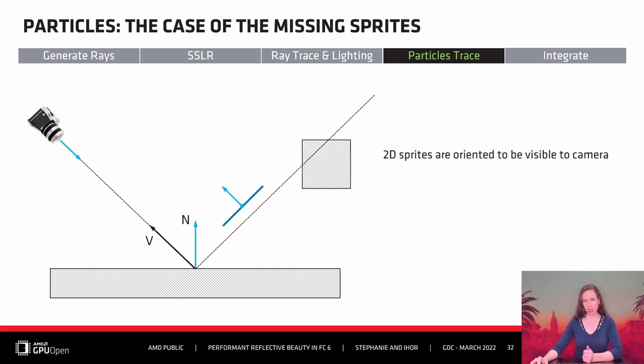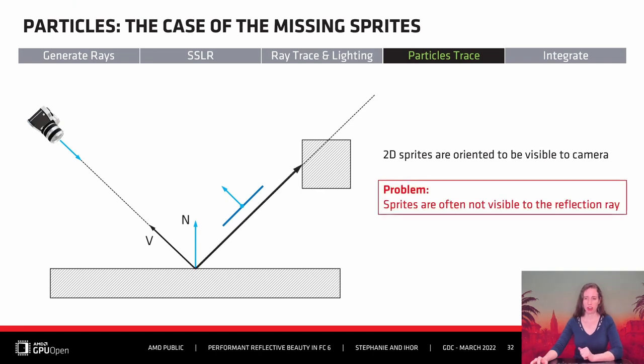Now on the previous slide, the reflection ray was conveniently intersected with all the particle boards in the diagram. It's so convenient, it's as if someone had designed it that way. However, particle sprites are oriented to face the camera, not the reflection ray. This means that often the reflection ray will not intersect with the particle boards, as seen with this blue sprite.